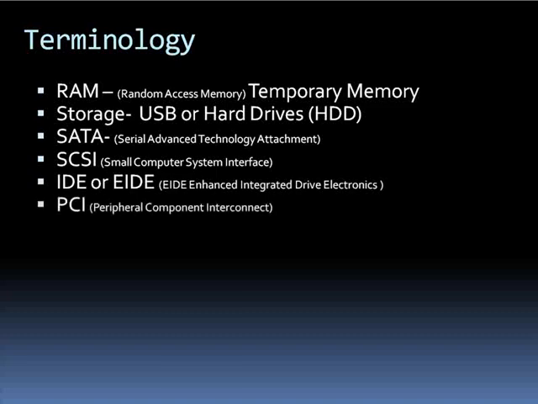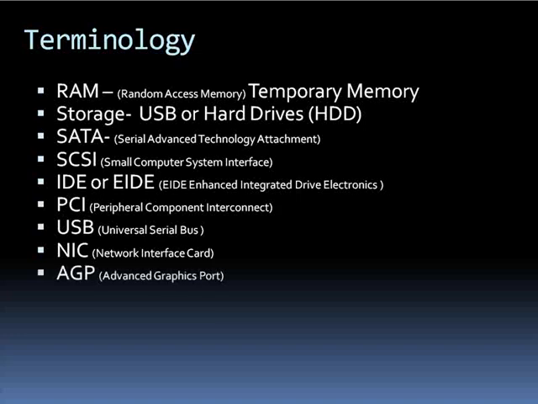PCI is basically a device that can plug into your computer. It's a slot on your computer. Then you have USB, which is Universal Serial Bus, which is basically anything that can plug into a USB port. For example, a mouse, a camera. All of these are USB devices. You can have a USB jump drive or thumb drive as they're referred to. NIC stands for Network Interface Card. AGP is Advanced Graphics Port, and it's one of the ways that video works; depending upon your computer, it may have an AGP slot.